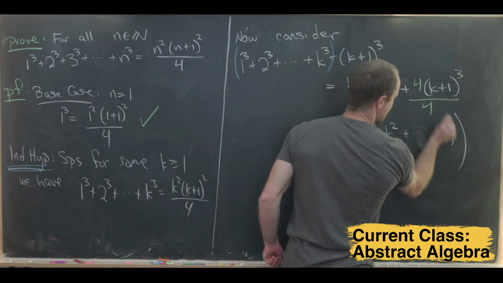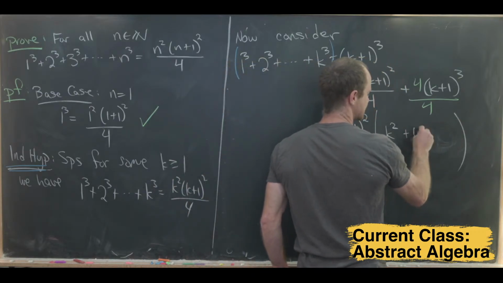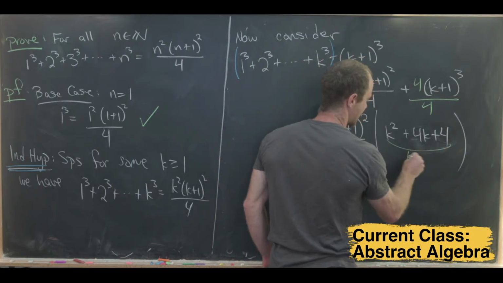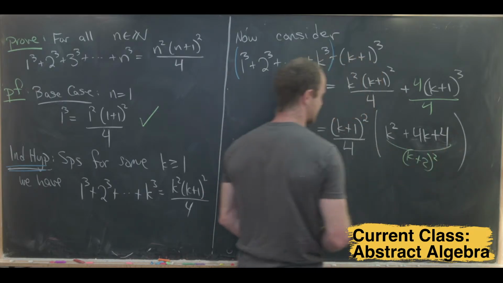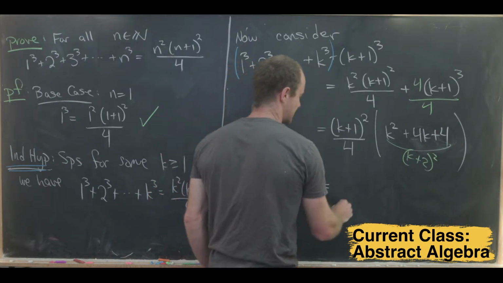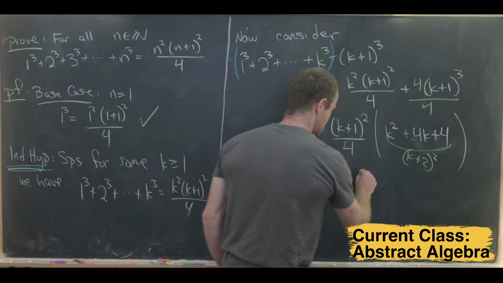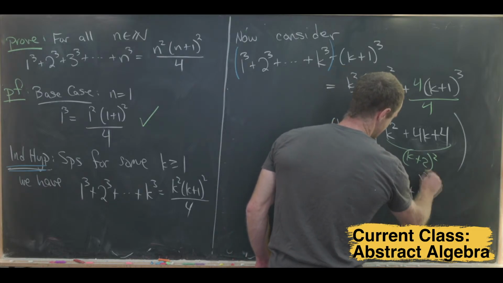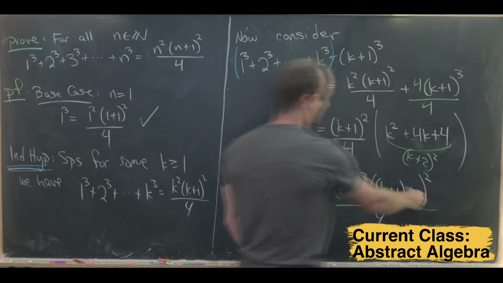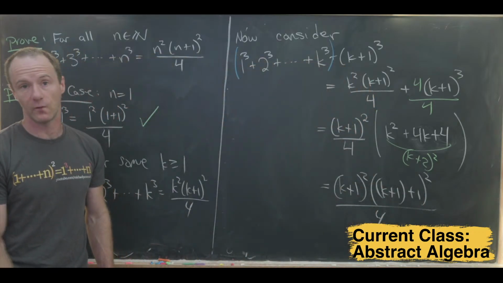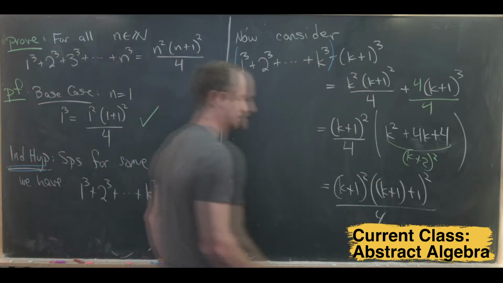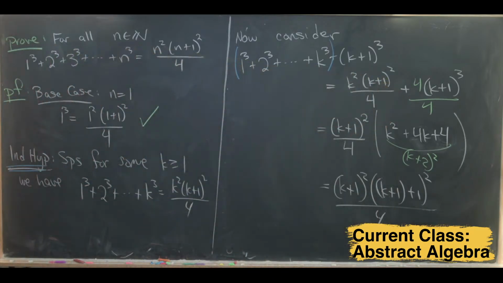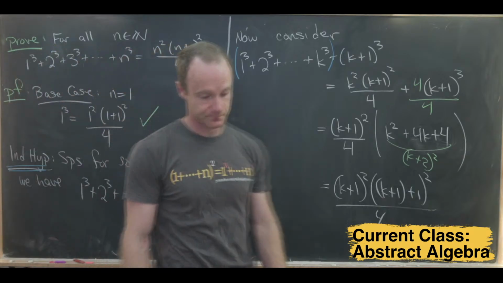This 4 times k plus 1 is the same thing as 4k plus 4, but 4k plus 4 factors to k plus 2 quantity squared. Then mashing this all together, I have k plus 1 squared times, and if you want to be pedantic about it, k plus 2 squared over 4. But that finishes this induction step, which is exactly what we needed in order to finish this proof. Okay, sweet.